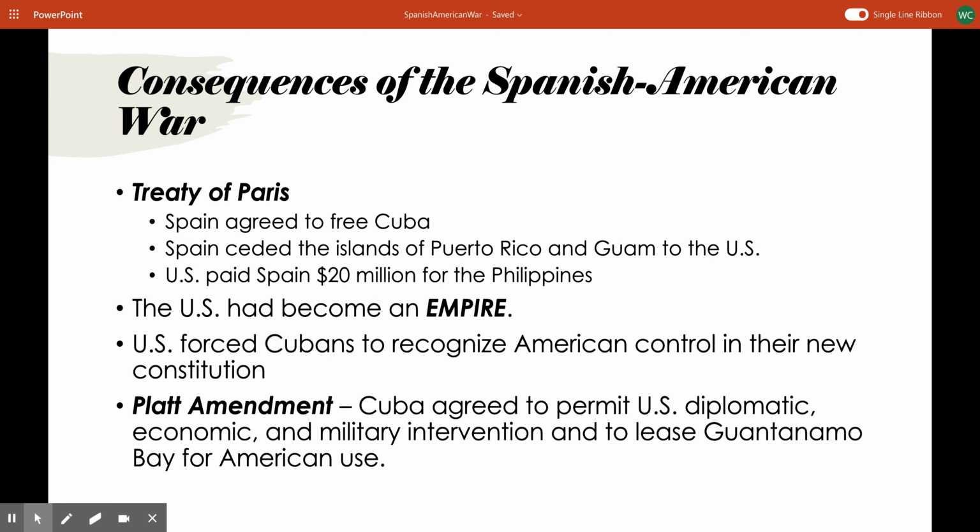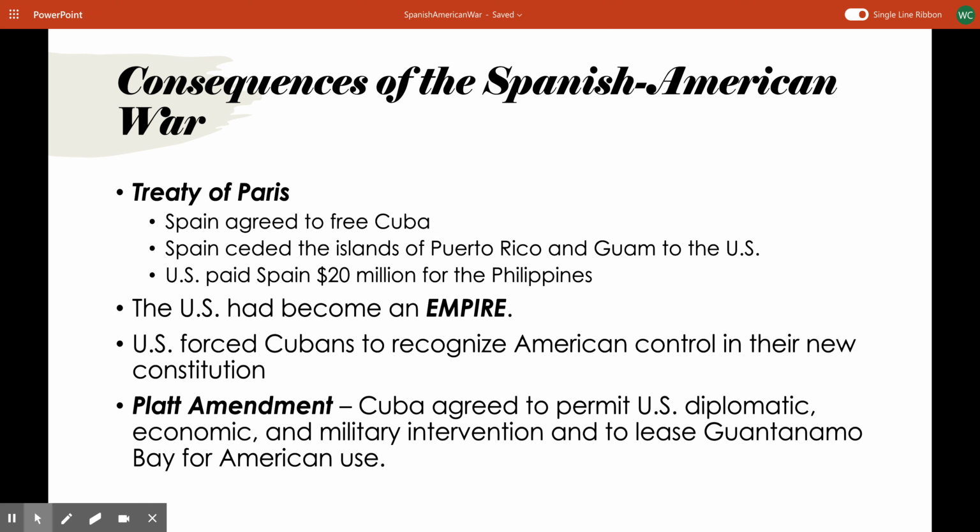So the United States agreed they would keep the Philippines. America would keep it since they had taken it over. They captured it. But they would pay Spain $20 million for it. So by the end, the United States had officially become an empire in its own right. And it's important to mention no Cuban or Filipino representatives were allowed to participate in these negotiations.